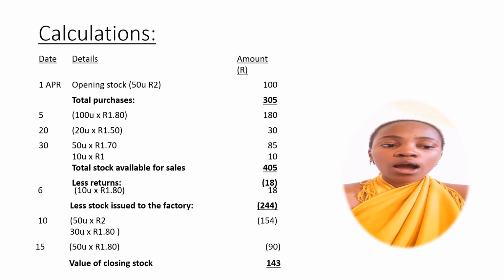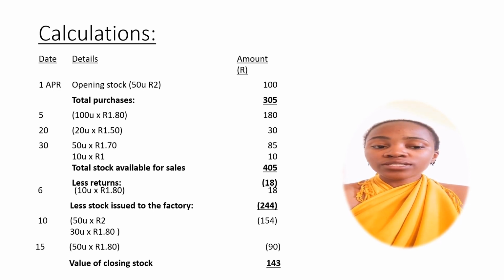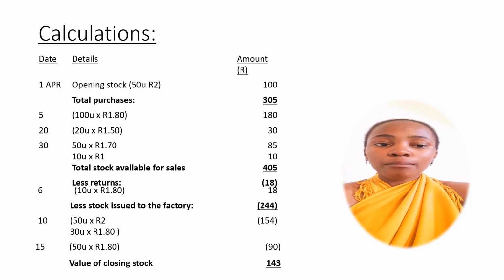The third part of our calculations will be our returns, the stock that we returned to our supplier. It says on the 6th April, we returned 10 units from the stock we bought on the 5th of April. With this one, we're gonna use the amount 1 Rand 80 cents per unit, because we bought this stock on the 5th April. We only returned it the following day.